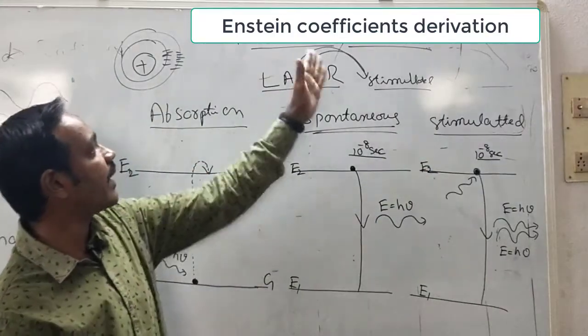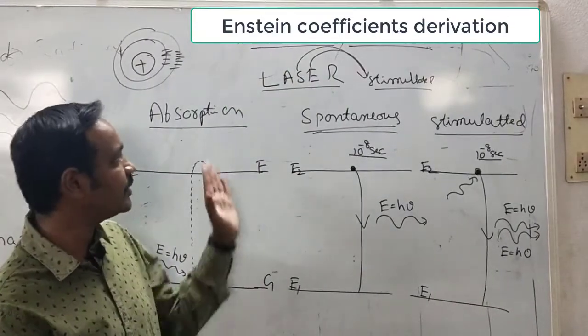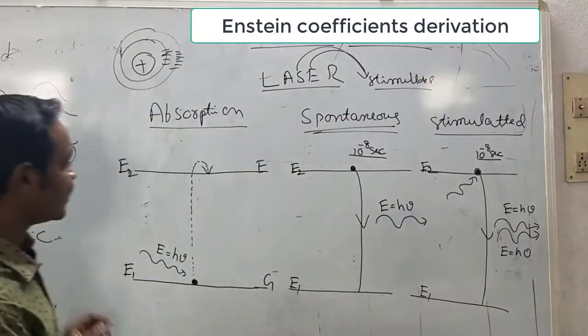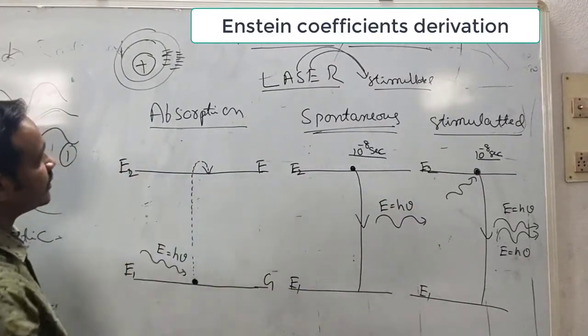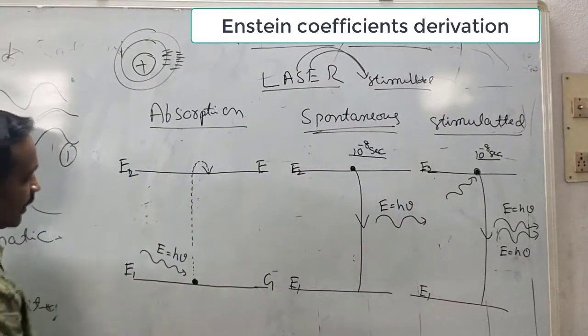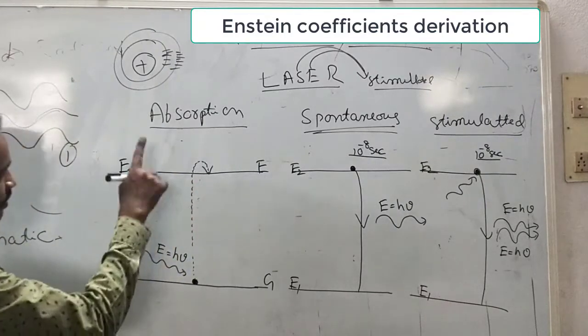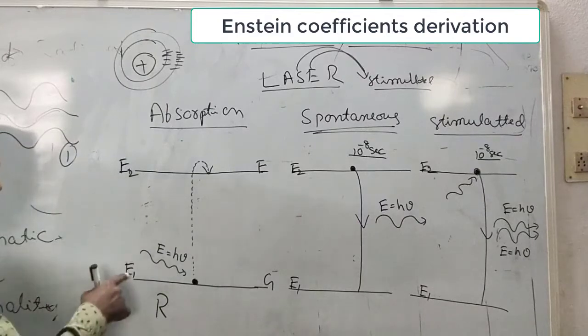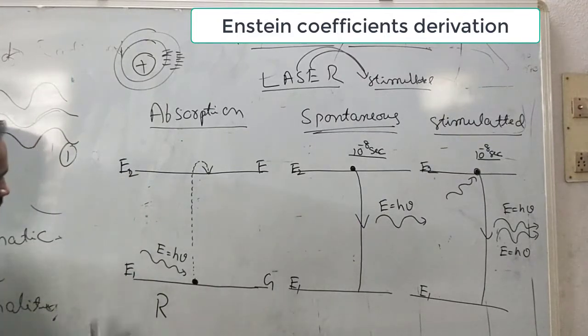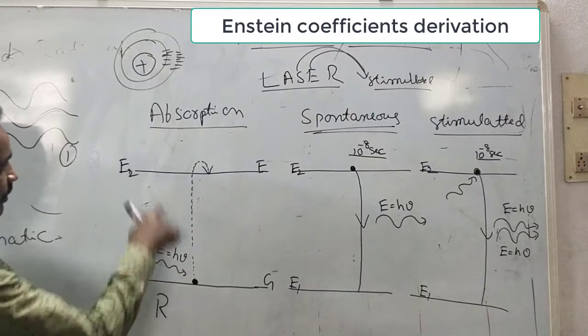Now I will come to the Einstein coefficients. I haven't completed the Einstein coefficients. What are the Einstein coefficients? I'll use these three figures to explain them, and we are going to derive them. From the absorption figure, the rate of absorption is from 1 to 2. The electron will jump from the first energy level to the second energy level.